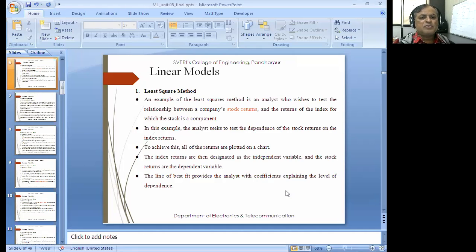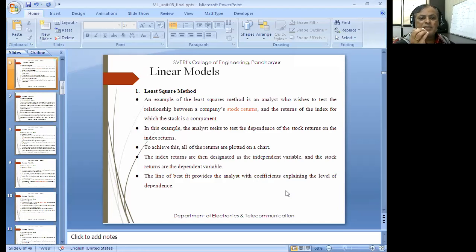So obviously there are two types of return: one is the stock return and the other is the index return. The analyst is able to get a view, or test, the dependency of the stock return on the index return. So stock और index return का कुछ dependency है या नहीं है, ये निकालने के लिए फायदा होता है एनालिस्ट को. Actually what we are doing is finding out the relationship between the stock return and the index return. So इससे हमको ये पता चलता है कि whether there is dependence or independence.